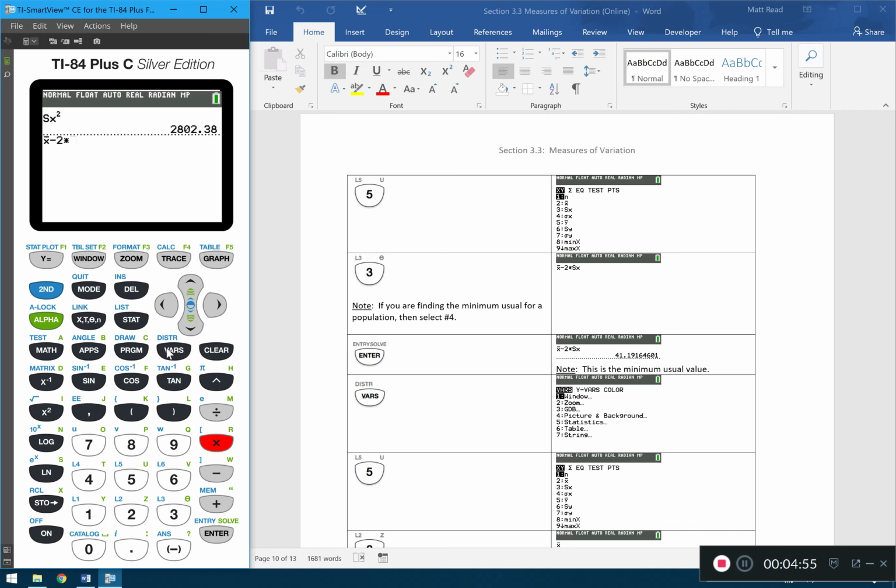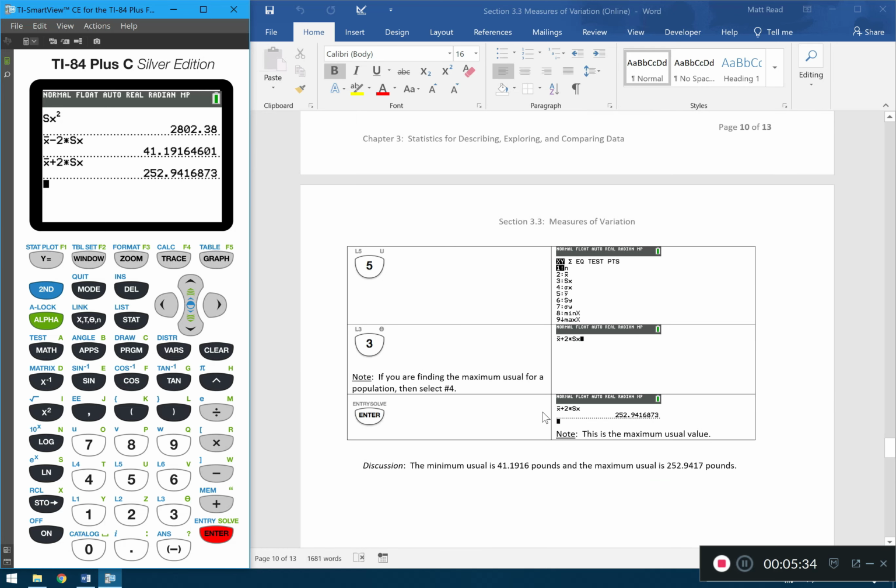Now we'll go back into variables, statistics. And remember, our standard deviation for the sample is under option number 3. And we'll hit enter. We'll do this step one more time with a plus sign. Oops, I apologize here. Variables, statistics. We'll go into the mean, number 2. This time plus 2 times variables, statistics. And remember, our standard deviation this time is under option number 3. We'll hit enter. And we now see our minimum and maximum usual.